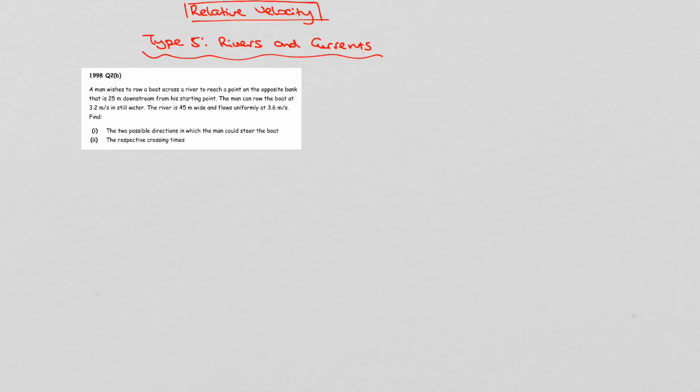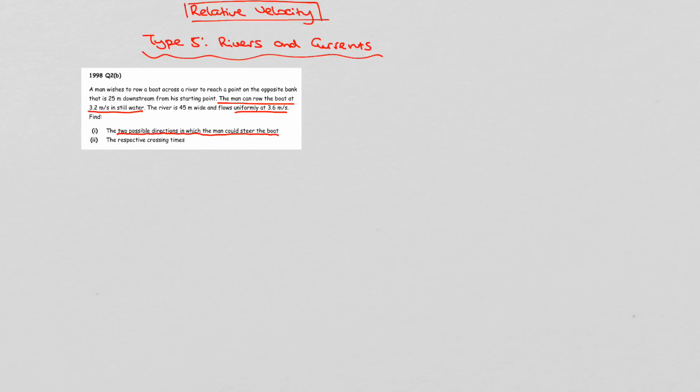In this case, we can see that the man can row the boat at 3.2 metres per second in still water, and the river is flowing uniformly at a speed of 3.6 metres per second. When the river is travelling faster, the man will end up slightly downstream. We can also see this in the question because it says find the two possible directions in which the man could steer the boat.